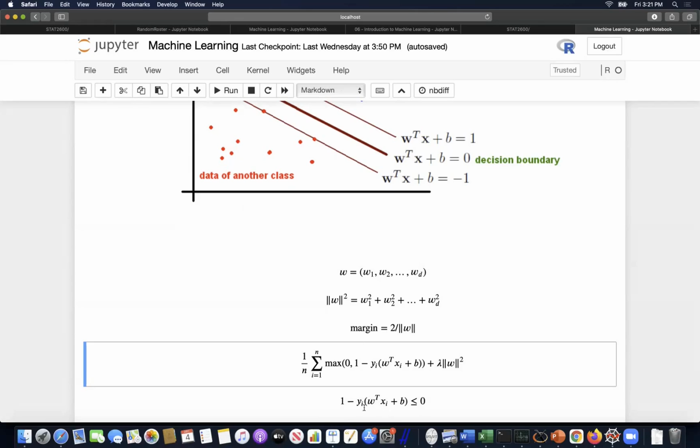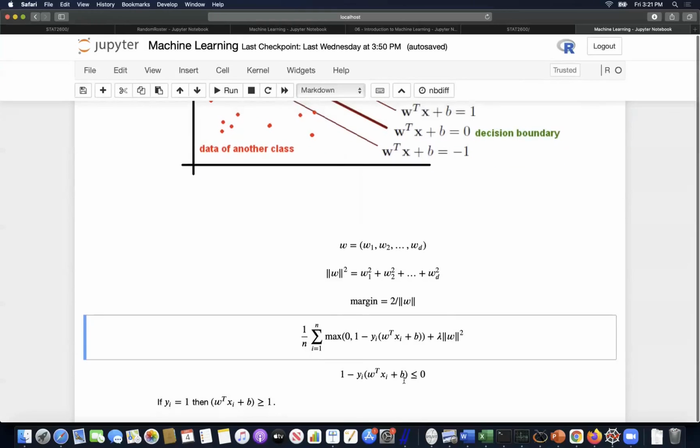And w is two-dimensional in this example, and b is one-dimensional. And yi is either +1 or -1. It's one-dimensional, so it's a scalar. This is a scalar, and this is a two-dimensional vector. But in general, it could be d-dimensional. You could have d features.